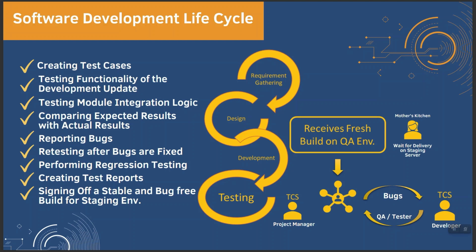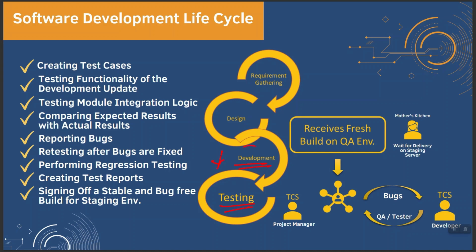Now, times are gone when testing used to happen after the phase of development. In today's time, in agile development processes, testing and development go hand in hand. These both engineers work in parallel for a said requirement.